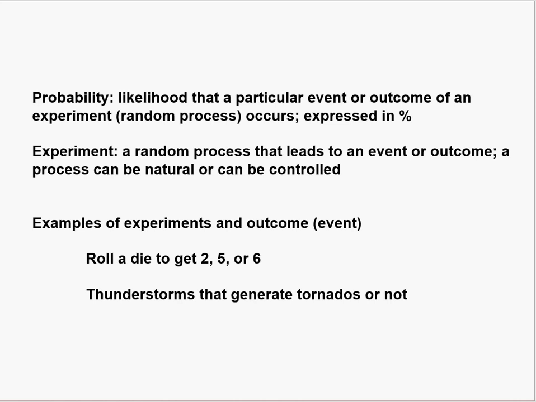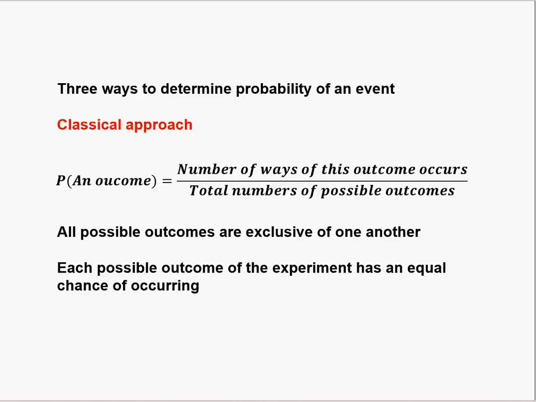Thunderstorm is an experiment, and the outcome of a thunderstorm may be tornadoes or not tornadoes. So having a tornado is also an event associated with this experiment of having thunderstorms. Okay. So these are some very basic concepts.